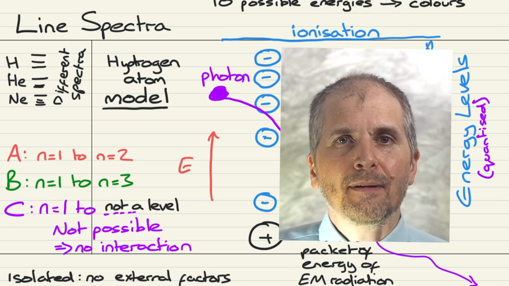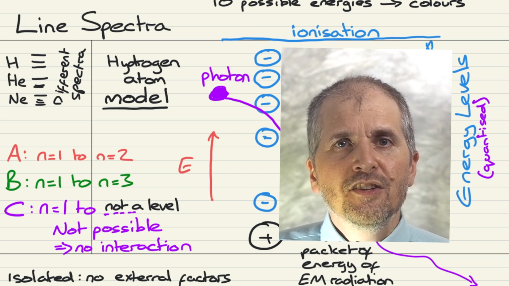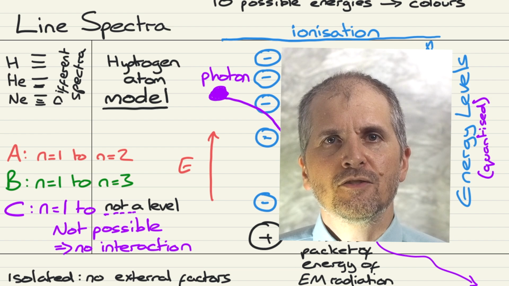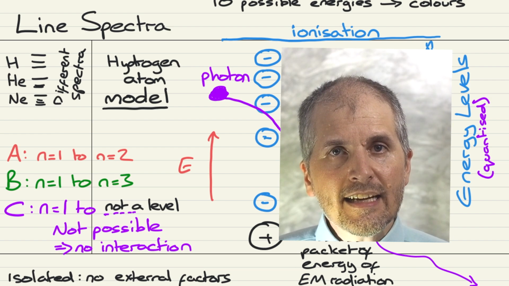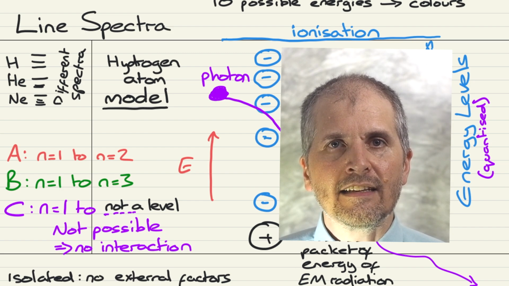We've got a model that explains the spectra, but we want to try to get some maths. So what we want to do is give some values, give some energies to each of those levels. And that's what we'll do in the next video when we're looking at the energy levels in line spectra.